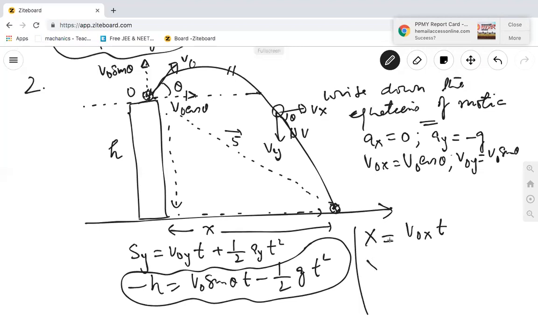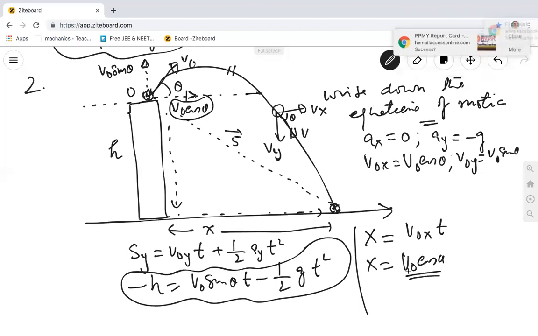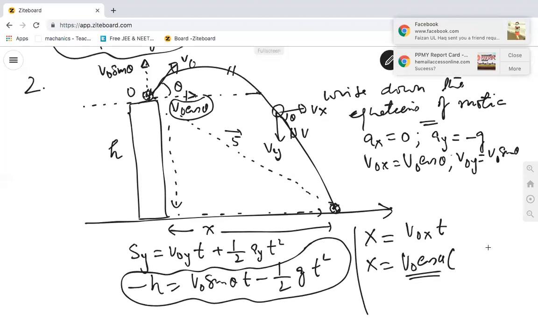So v0x is v0 cos theta, and it will be given to you anyway. v0 will be given, theta will be given, and the time is the same for this and for this whole motion. So you can substitute the time from this equation, whatever time you get from here. That is all. It's very important.